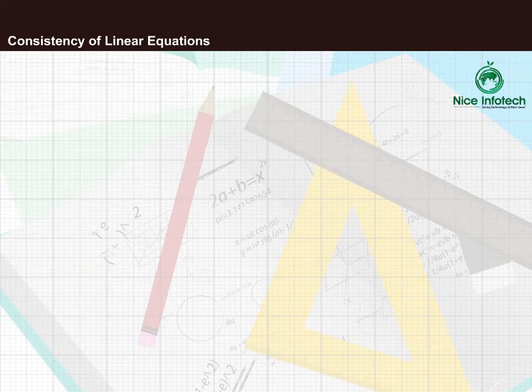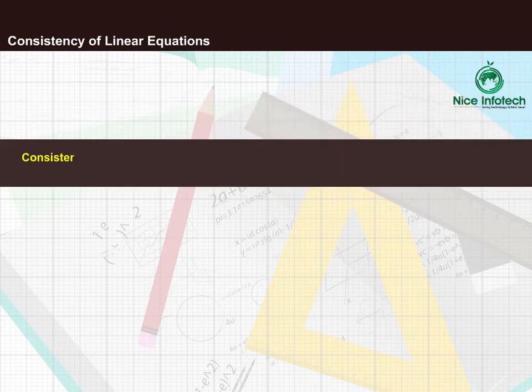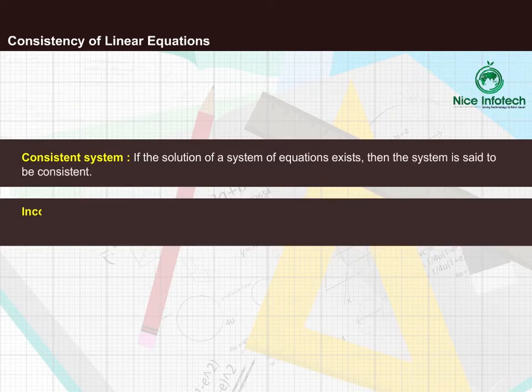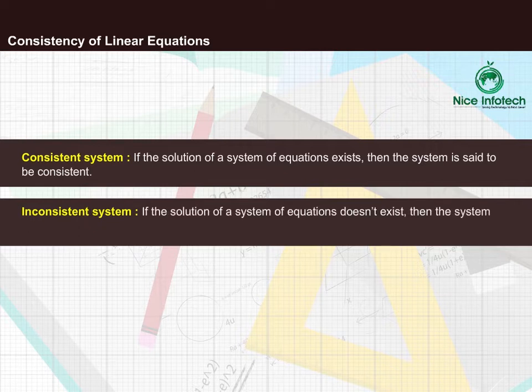Consistency of linear equations. Consistent system: if the solution of a system of equations exists, then the system is said to be consistent. Inconsistent system: if the solution of a system of equations doesn't exist, then the system is said to be inconsistent.